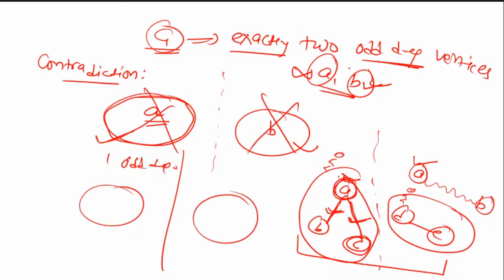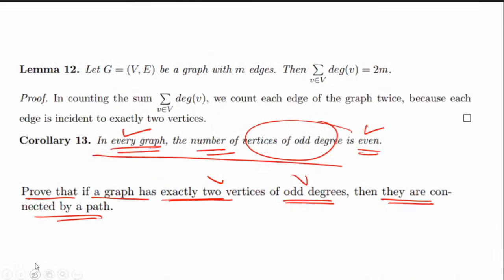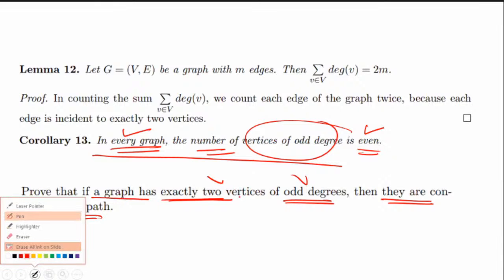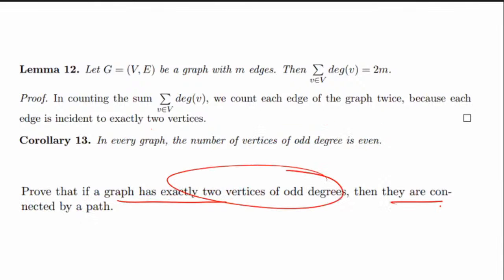Hence we can say that if a graph has exactly two vertices of odd degree, then they are connected by a path. They will definitely be connected. This A will definitely be connected to B. So this is how you can very easily prove it. This is just an application of the degree sum formula.